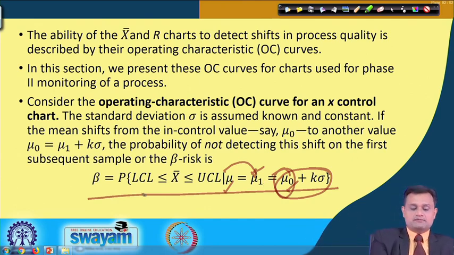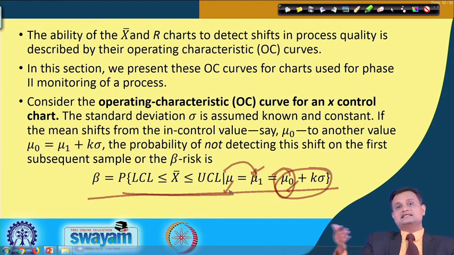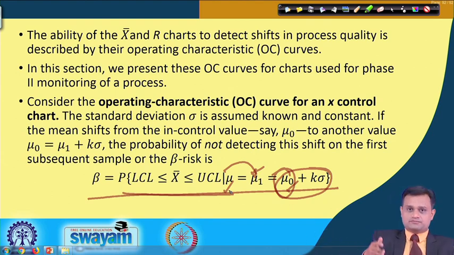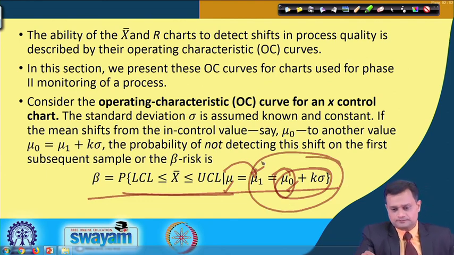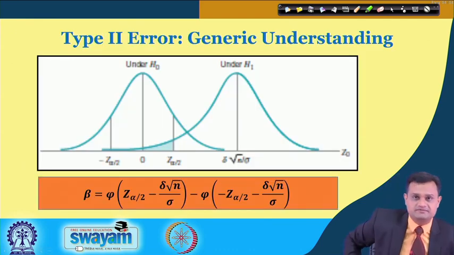Now what is the probability that my X bar will fall within LCL and UCL? It means I am accepting that my reading is well within the specification, but actually there is something wrong. I say that the person is innocent, but he is guilty. I say that the process is in control, but actually the process has gone out of control because there is a shift in the mean. So now with this understanding, I think the remaining thing would be extremely clear.